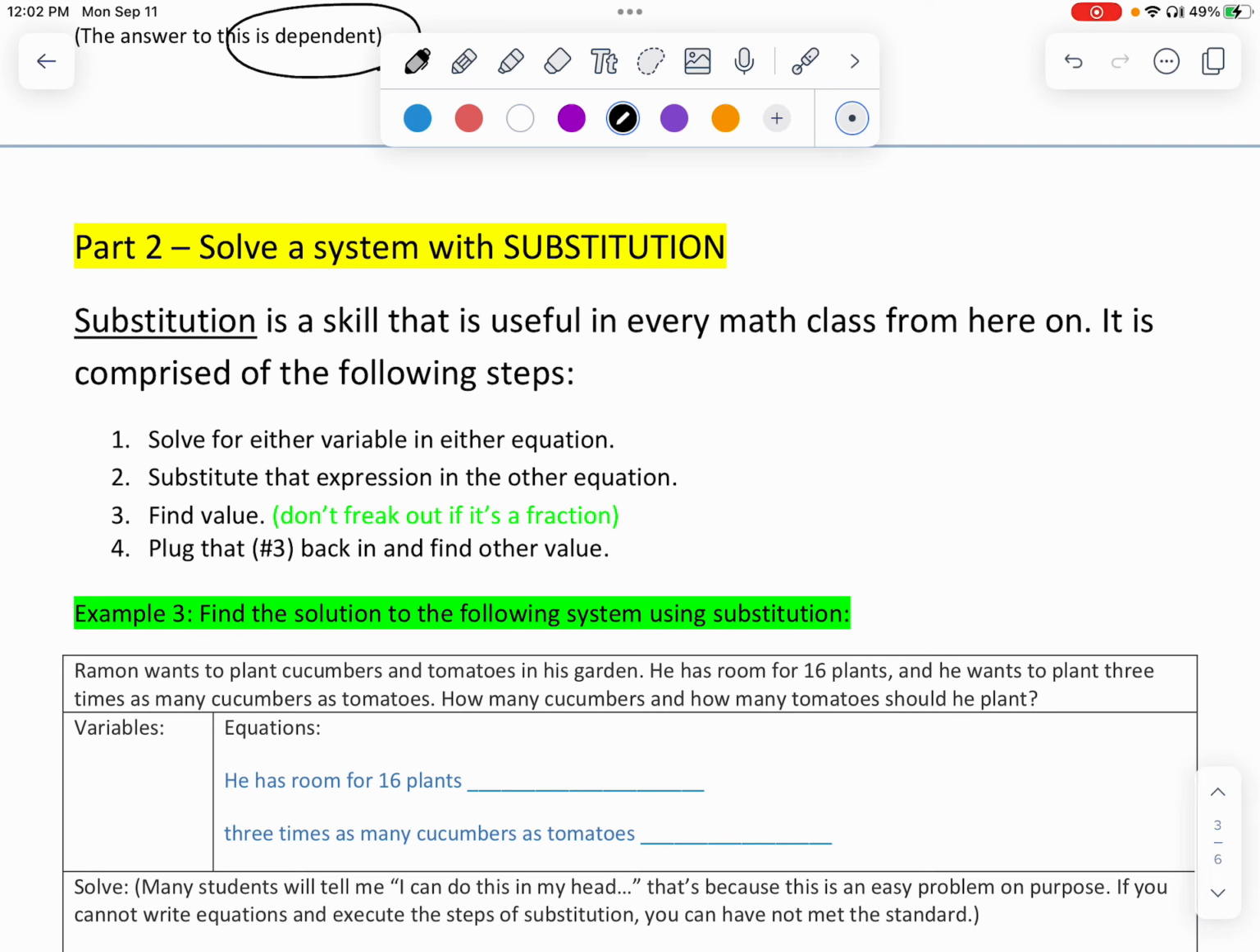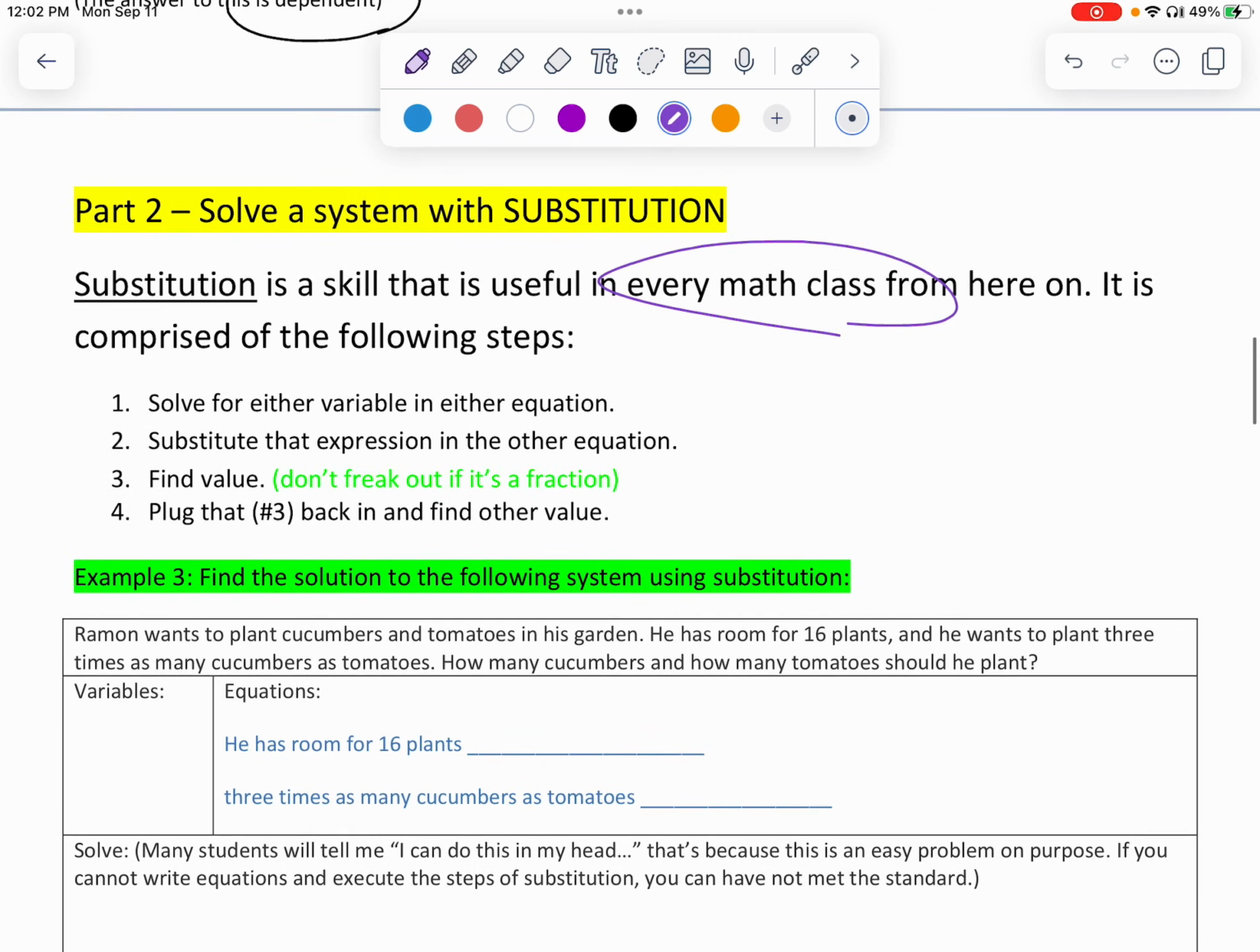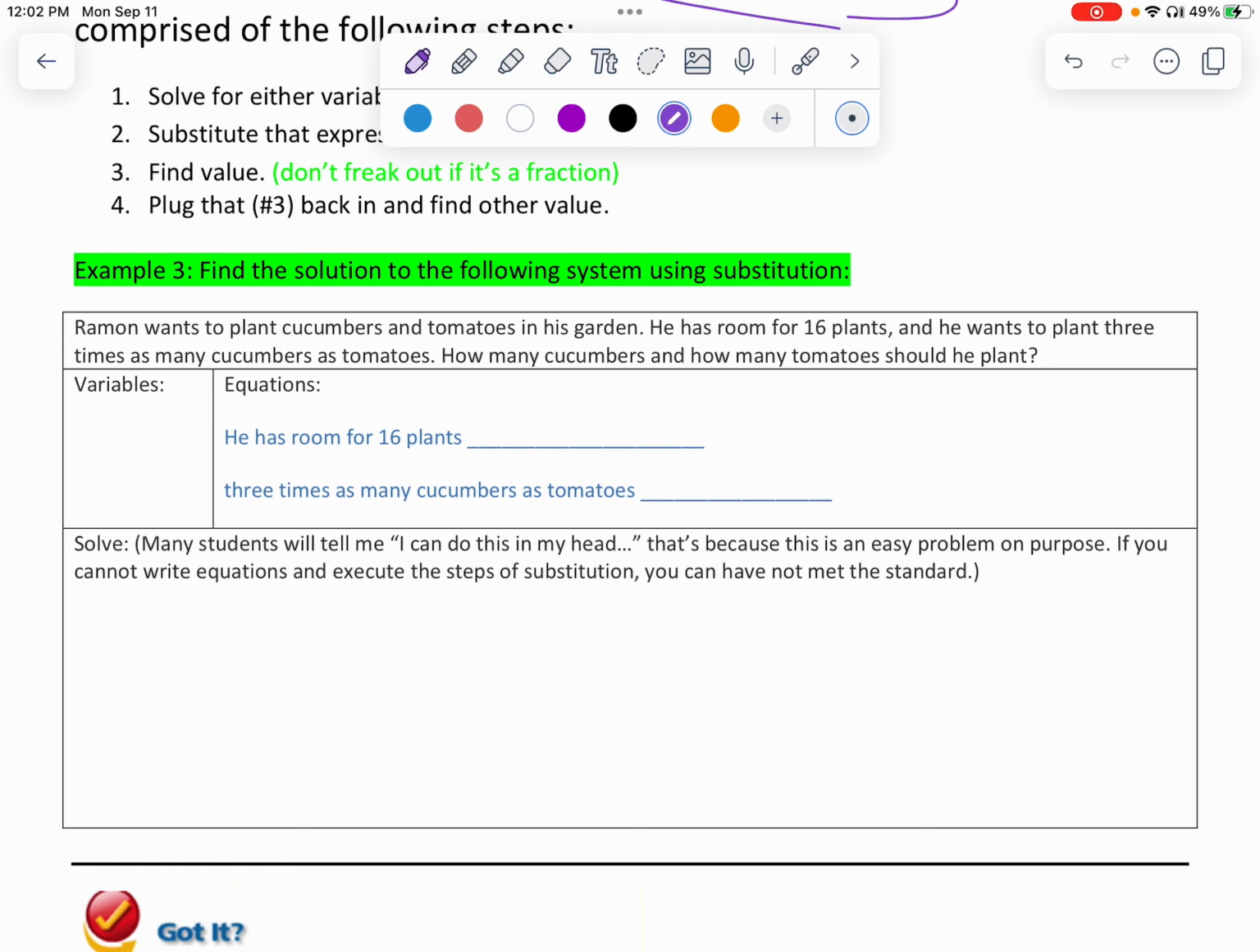Part 2. Time to now solve a system, but we're going to get more mathematical and we're going to do it with substitution. Substitution is definitely a skill in every math class from here on out. I use it in physics all the time. You are going to follow these 4 steps where you solve for a variable, substitute it in, find it, and then go back and plug it in again. But what's new this year is the word problem. It's not good enough just to be able to be good at math. We have to be able to be math literate.